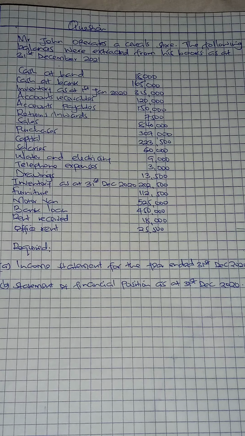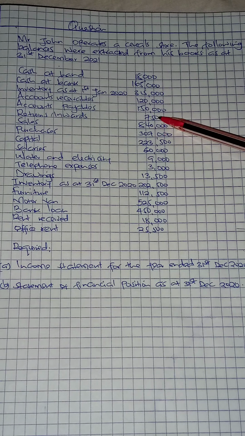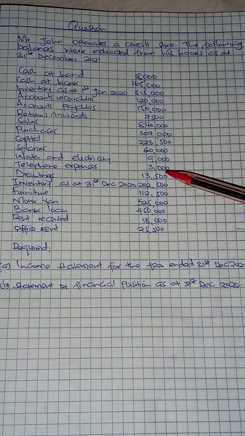We have cash at bank, cash at hand, inventory at the beginning of the year, accounts receivable, payables, return inwards, sales, purchases, capital, salaries, water and electricity, telephone expenses, drawings, inventory at the end of the year, furniture, motor van, bank loan, rent received, and office rent.